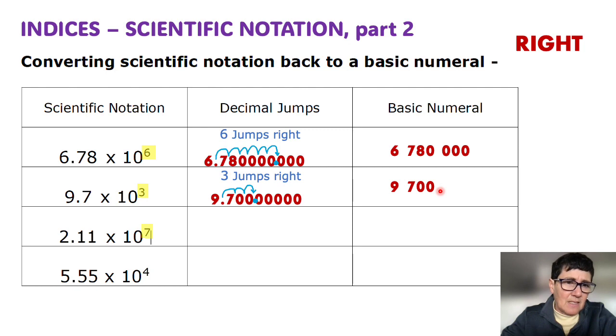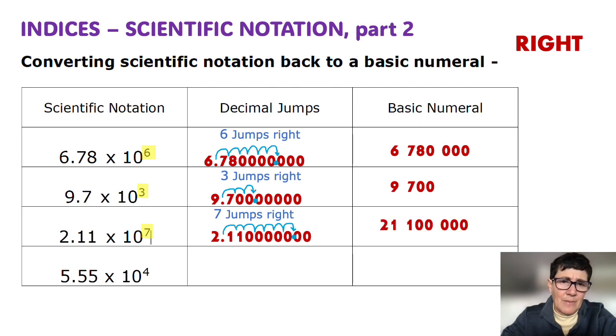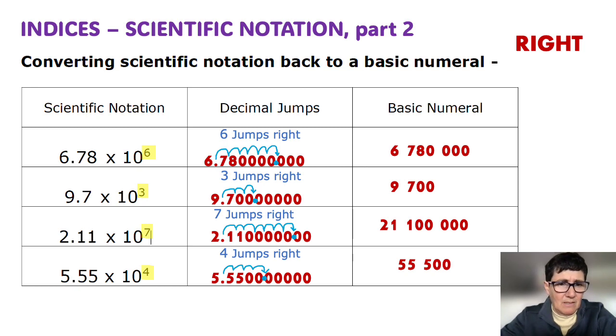Next one. 7 jumps to the right. Set myself up with all those zeros after 2.11. 7 jumps. 1, 2, 3, 4, 5, 6, 7. Decimal place in there. Looks like that. And the last one, now these are all positive indices, so we're jumping to the right. 4 jumps to the right. 1, 2, 3, 4. Decimal place in there. And that's what it looks like. All right, so remember you can only have 1 decimal place per question. As soon as you have more than 1 decimal place, you don't have a number. I'm not really sure what you have.